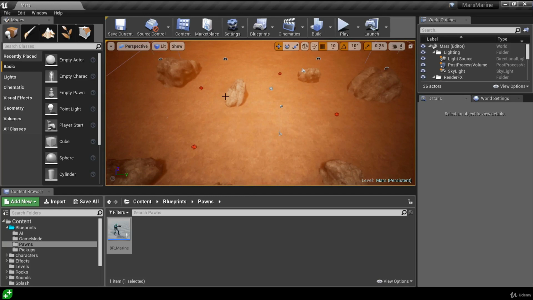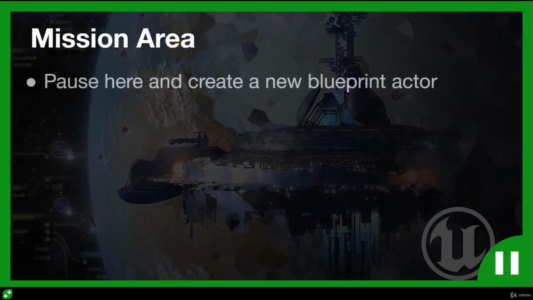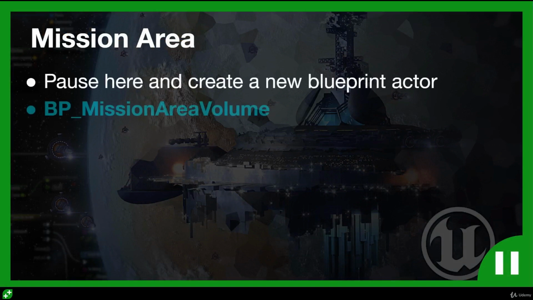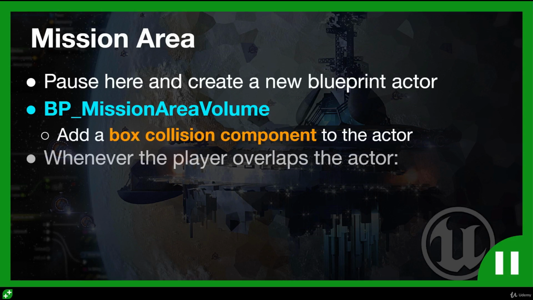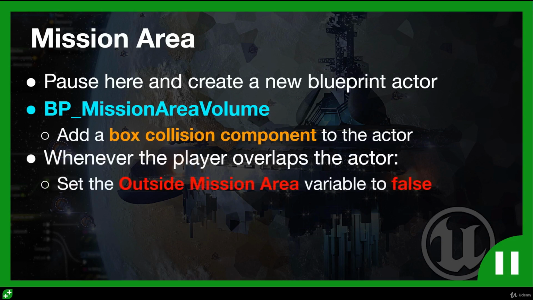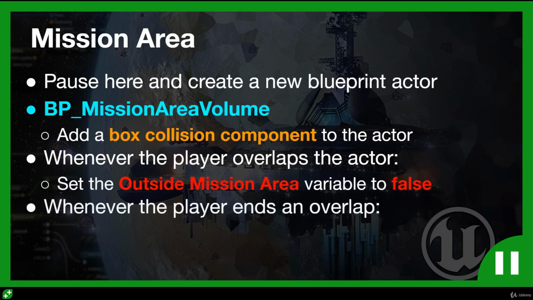Now I want you to create a custom volume that we can use for our mission area. Pause here and create a new blueprint actor. Name it BP Mission Area Volume. Add a box collision component to the volume, then set up the event graph for this actor. Whenever the player overlaps the actor, set the outside mission area variable within the Marine blueprint to false. This would mean that whenever the player enters this volume, they are within the mission area. Then once the player ends an overlap with this actor, set the outside mission area to true. This would represent the player leaving the mission area.